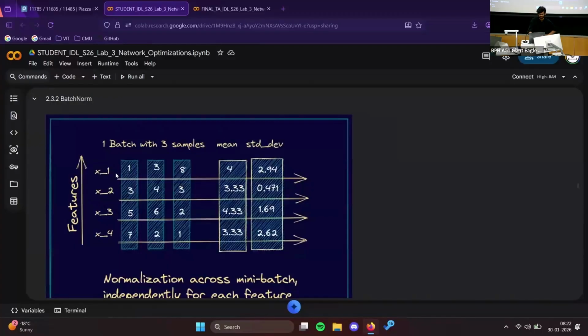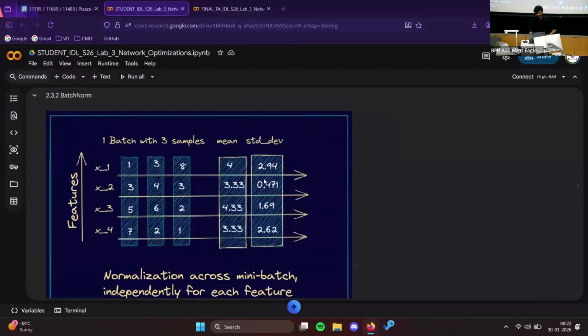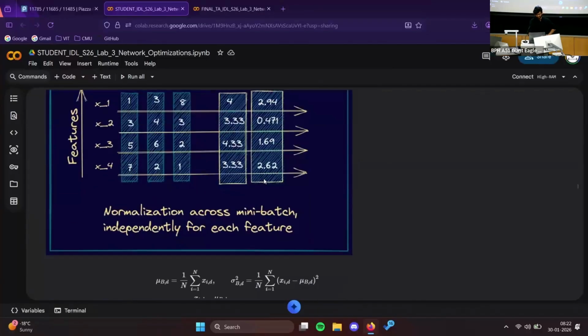For example, for feature 1, we get a mean of 4 and a standard deviation of 2.94. And for variance, we just need to square that. And we'll be doing that for each dimension. So what we are essentially doing is making the mean of the mini batch 0, and pushing it to unit variance. So this is essentially normalizing it.